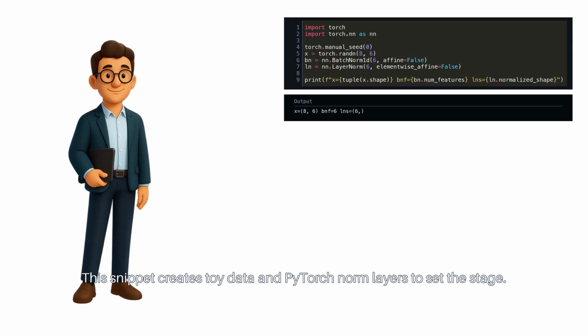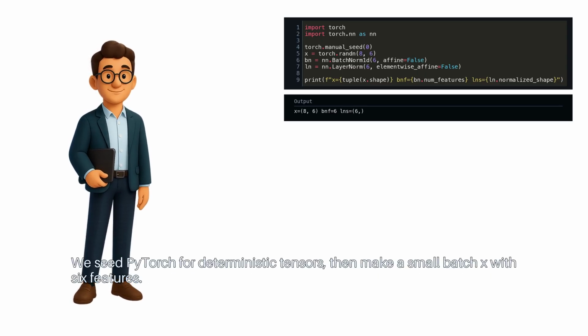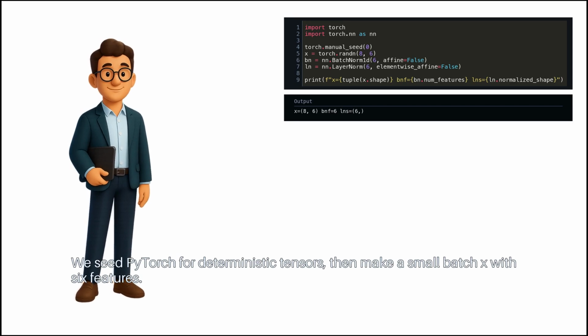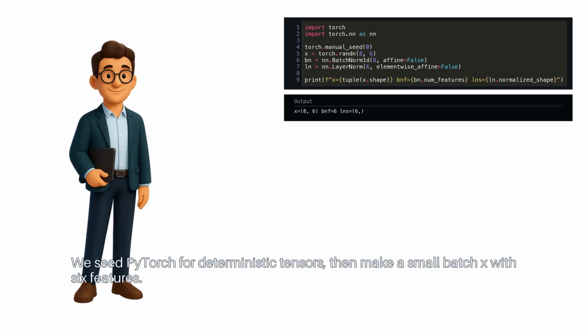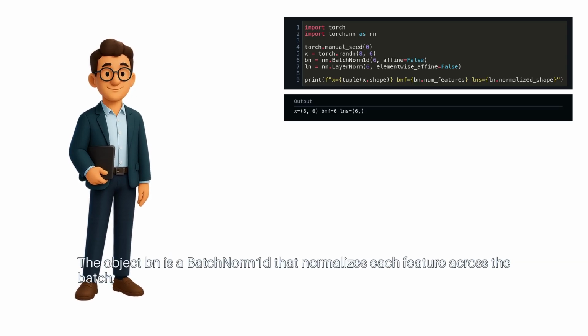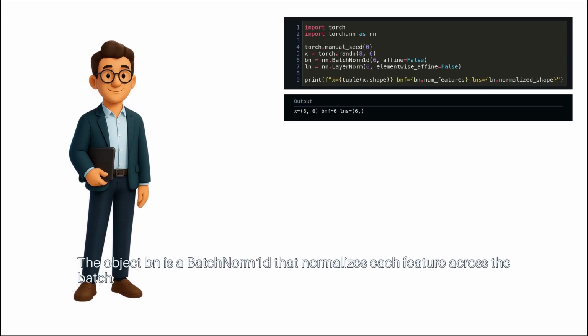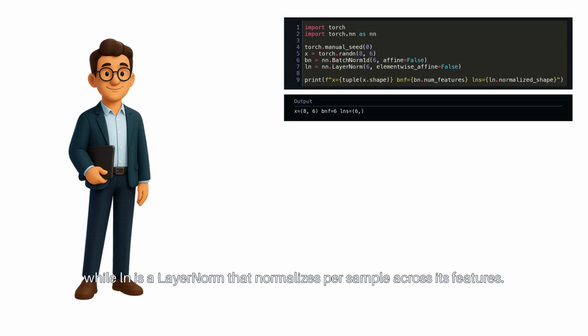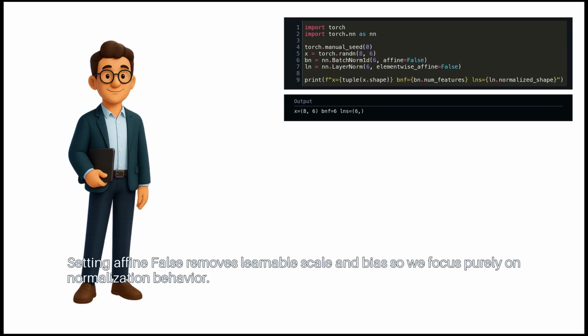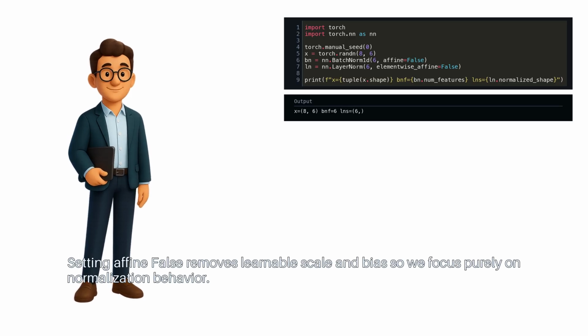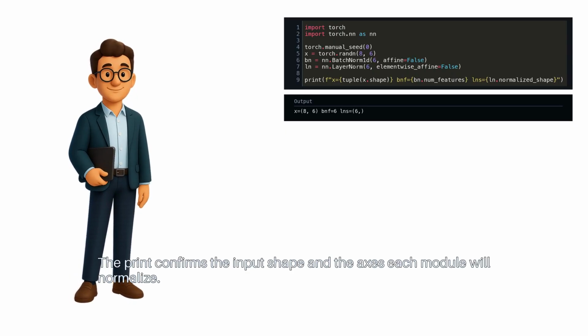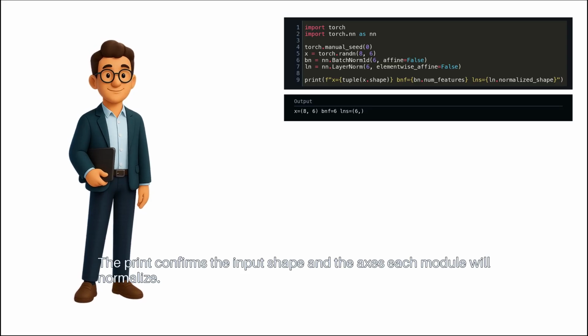This snippet creates toy data and PyTorch norm layers to set the stage. We seed PyTorch for deterministic tensors, then make a small batch X with 6 features. The object Bn is a BatchNorm1d that normalizes each feature across the batch, while Ln is a LayerNorm that normalizes per sample across its features. Setting affine=False removes learnable scale and bias, so we focus purely on normalization behavior. The print confirms the input shape and the axes each module will normalize.